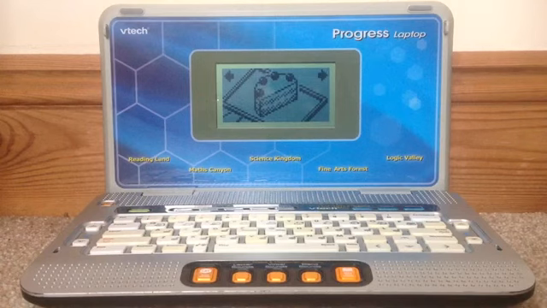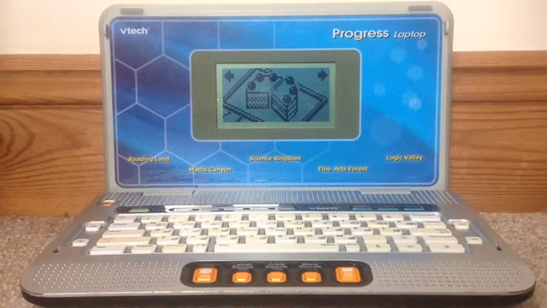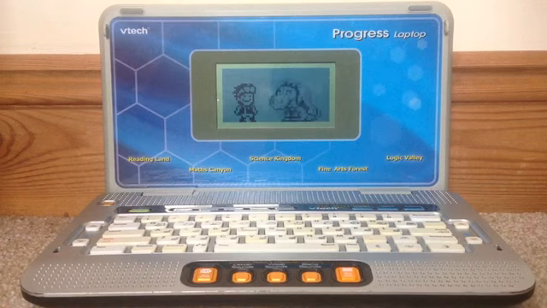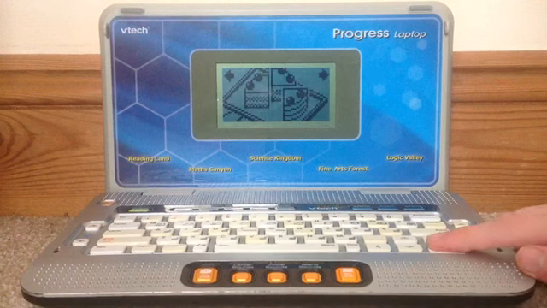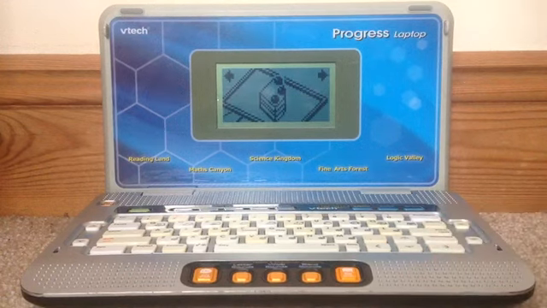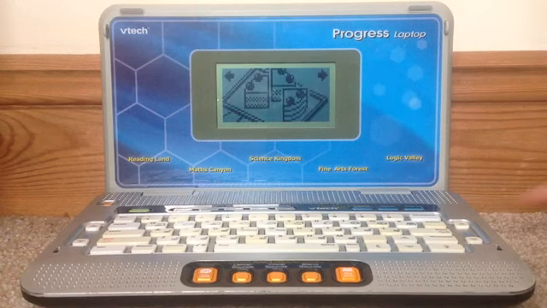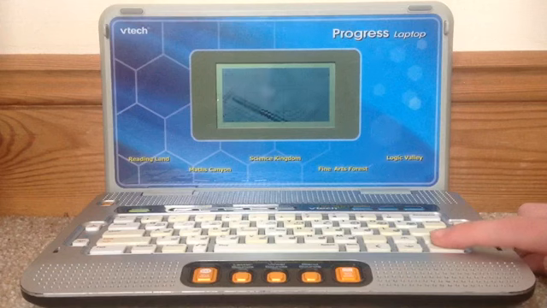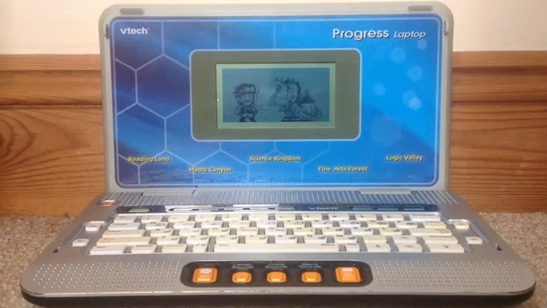Feed Davy with 2 thirds of a cake. This is 2 thirds of a cake. Wow! Try the next one. Feed Davy with 1/3 of a cake. This is 1/3 of a cake. That's right. Try the next one. Feed Davy with 1/4 of a cake. This is 1/4 of a cake. That's right. Try the next one.